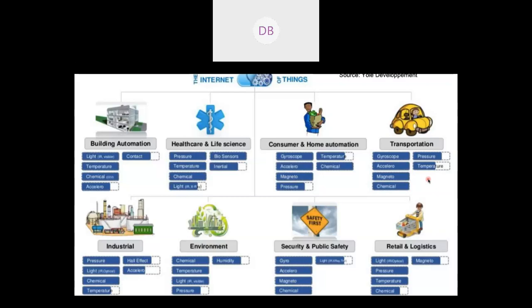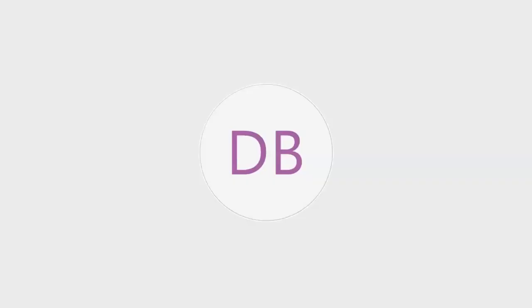Then you have industries. Obviously, industries use a huge number of sensors. Generally, we are not talking about industrial sensors. We are mostly talking about the micro sensors, which can be used for common usage. Then obviously environmental sensors, safety, security and public safety, and retail and logistics. So every place we have heard of, visited, or experienced, we have sensors being used.